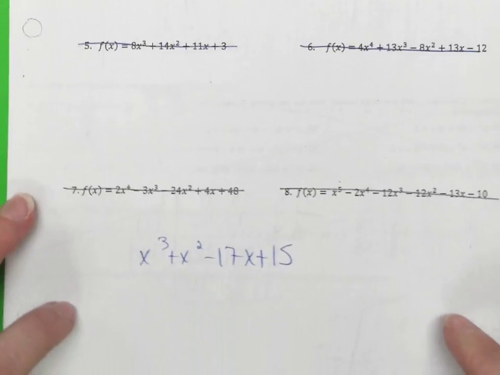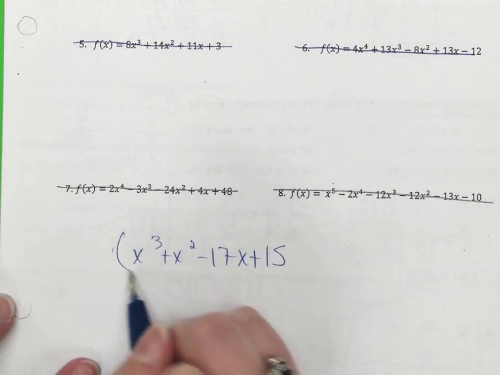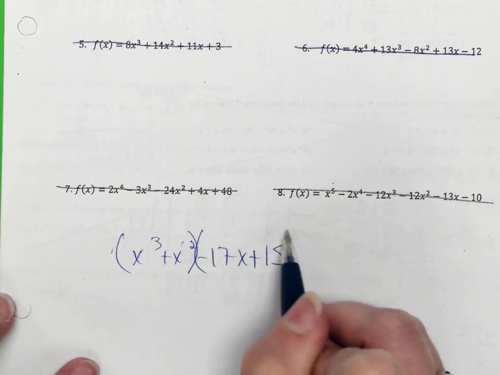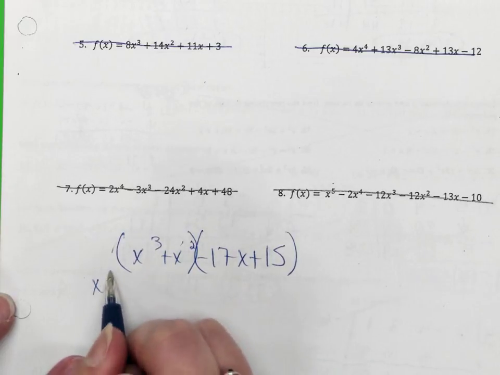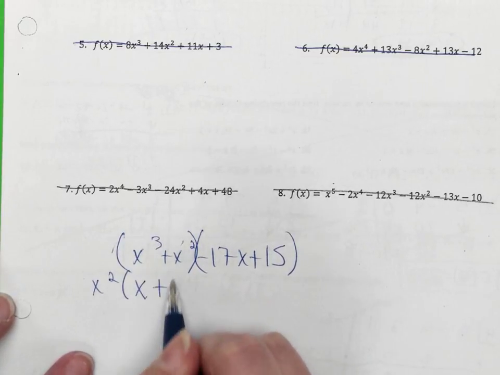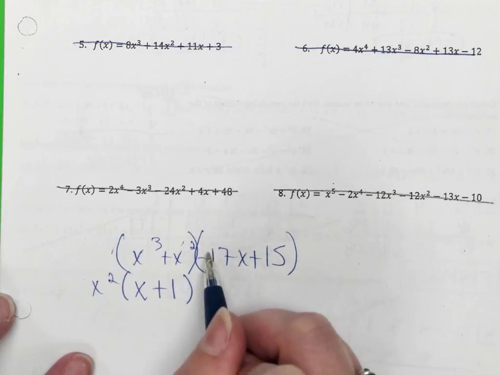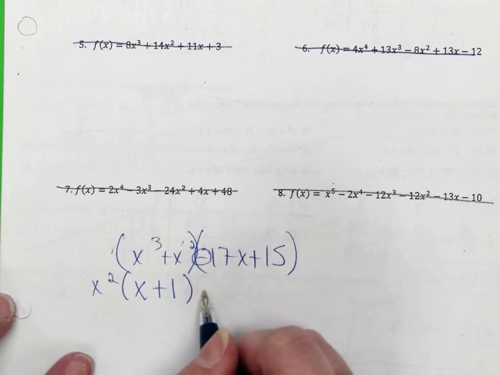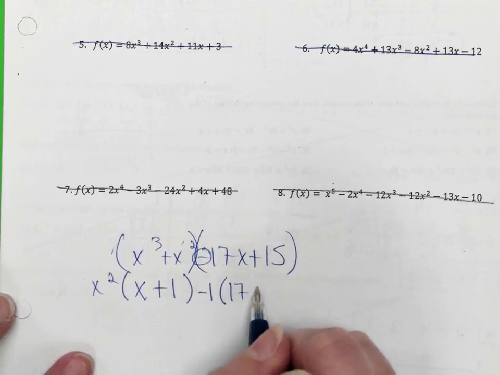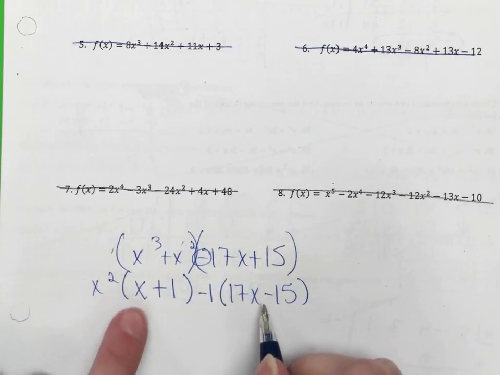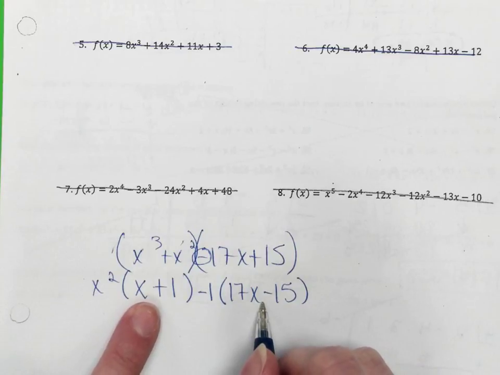Okay, so don't do this, just watch this. What do the first 2 have in common? They both have x squared, right? That leaves me with x plus 1. What do these 2 have in common? Yeah, they have a 1. What kind of 1? Negative 1, which leaves me with 17x minus 15. These 2 are supposed to match up, right? They don't match up, which is why we can't do grouping on this. Does that make sense to everybody?